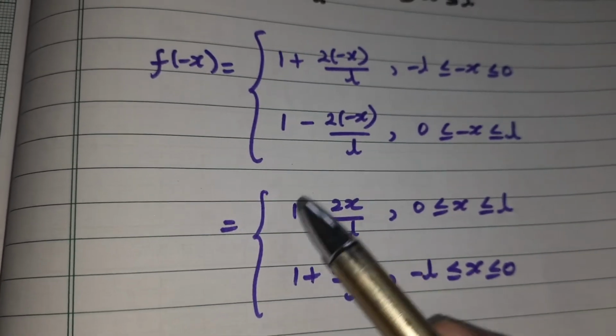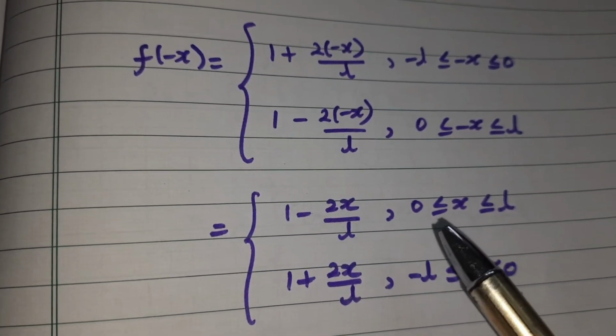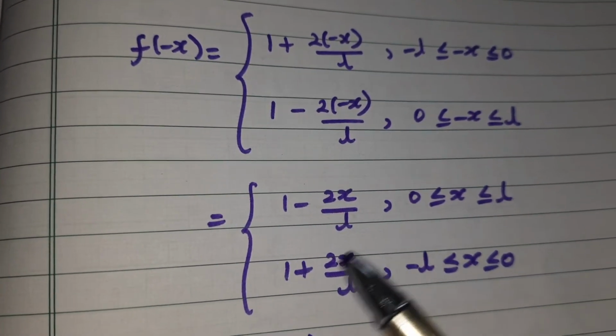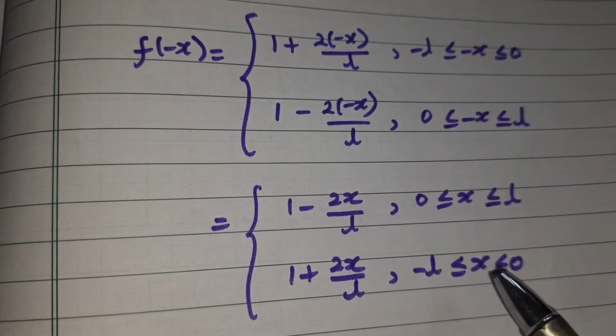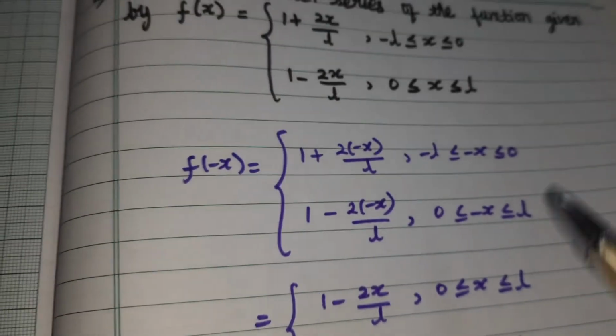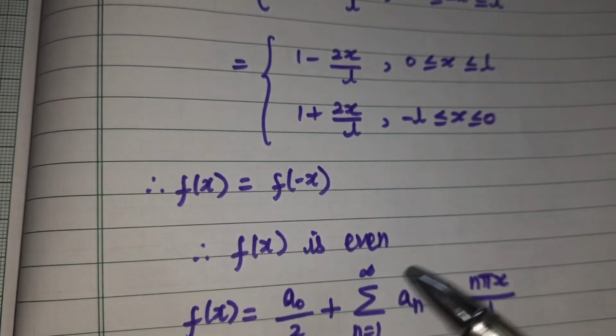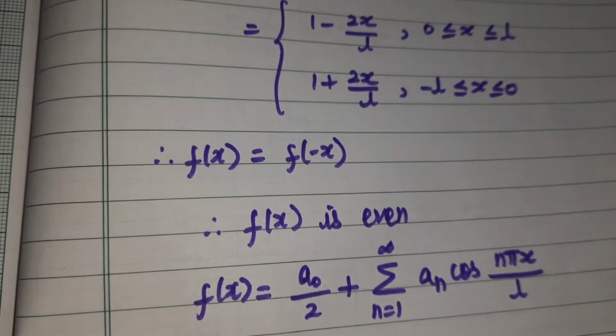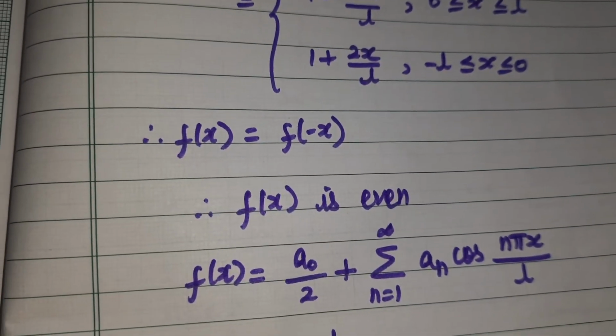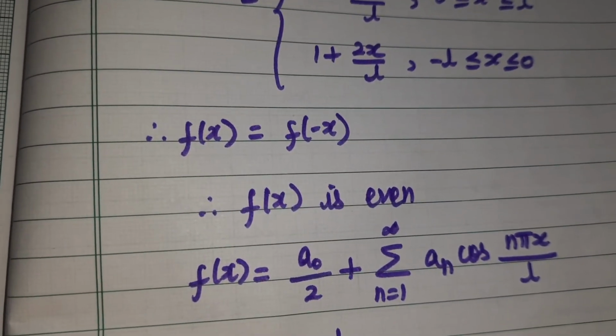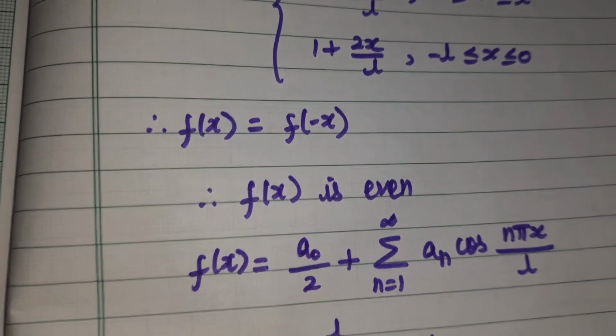It can be written as 1 minus 2x by L in the interval 0 less than or equal to x less than or equal to L and 1 plus 2x by L for minus L less than or equal to x less than or equal to 0. This is same as f(x). Therefore f(x) equal to f(minus x). Therefore f(x) is even. So the formula is f(x) equal to a_0 by 2 plus summation of n equal to 1 to infinity a_n cos(n pi x / L), and b_n is 0.